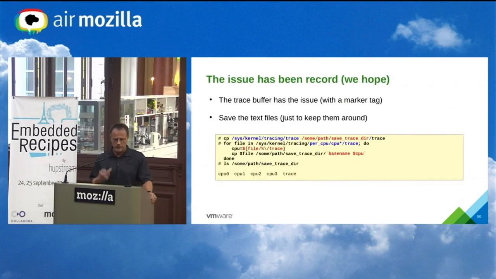The first thing I do is, okay, I found my latency. It's recorded in the trace buffers. I save all the text files just in case. Up here, I show how: I copy the trace file into some directory. And then for each of the per CPU files, because if you didn't know, the tracing is done in each single CPU, so you get the data per CPU. I save that as well, just so I have it on hand.